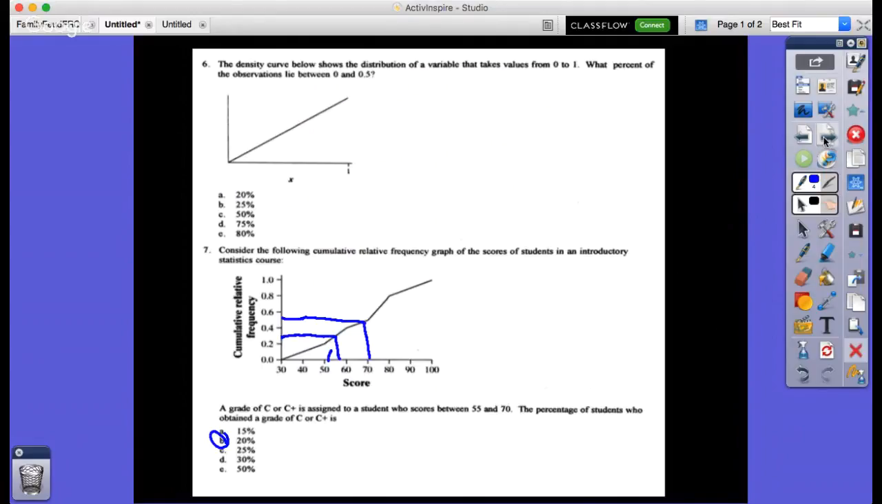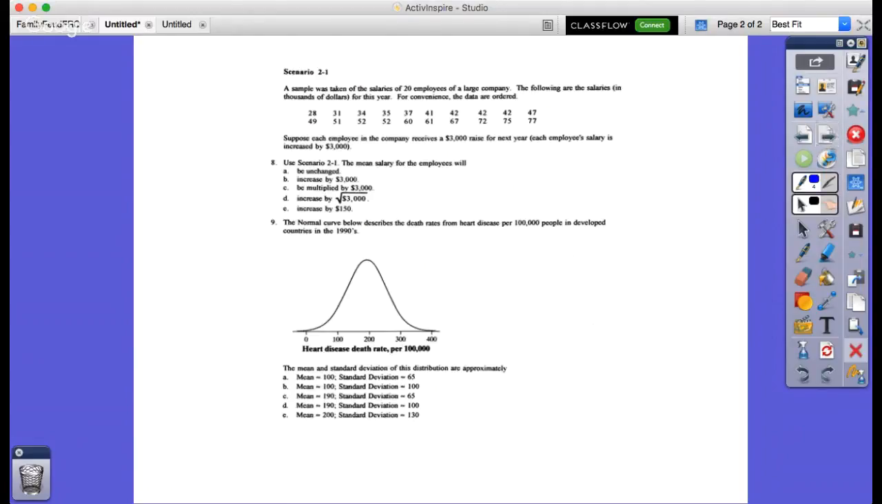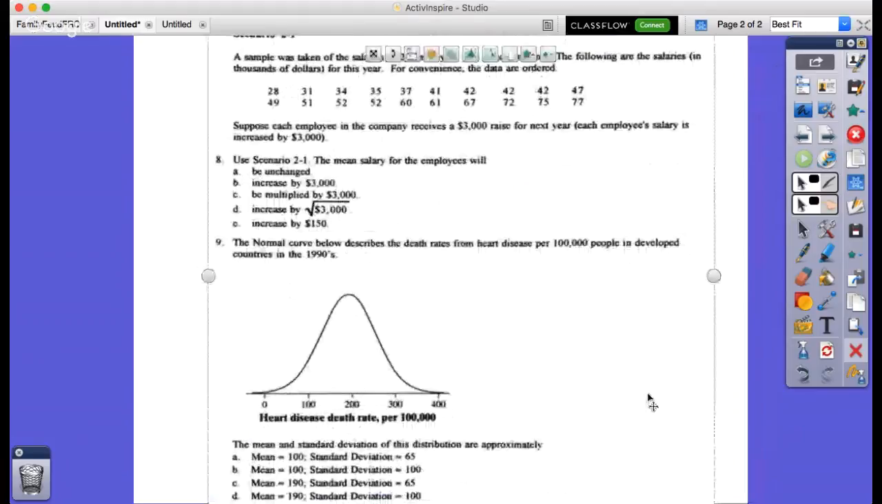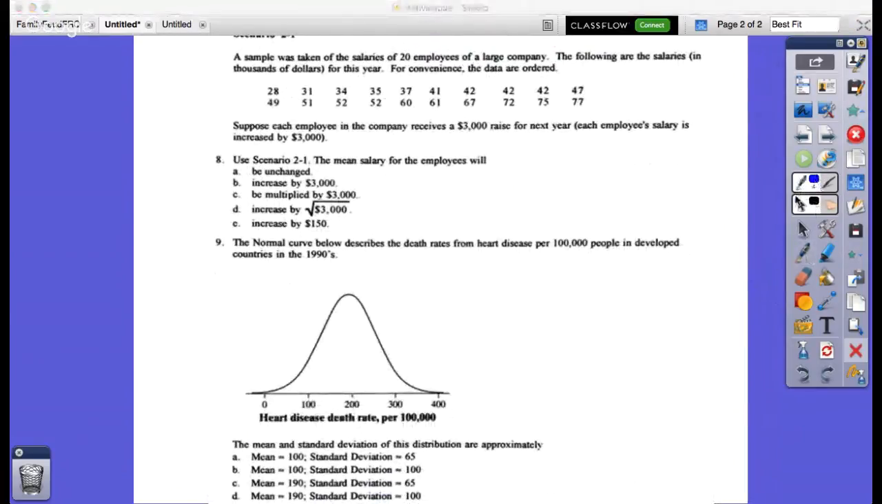This is good. Okay, let's go to these next few. Blow that up a little bit. And if you got any other ones, just throw them out there. It says a sample was taken of the salaries of 20 employees of a large company. The following are the salaries in thousands of dollars for this year. For convenience, the data are ordered, all right?